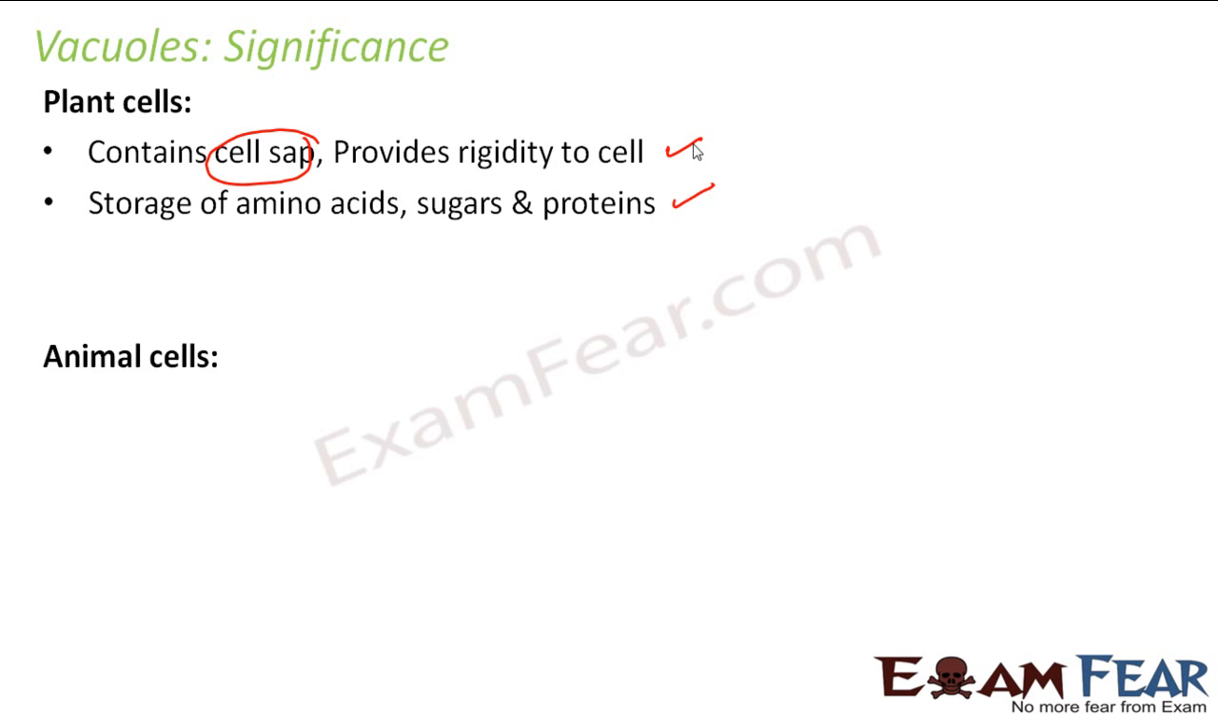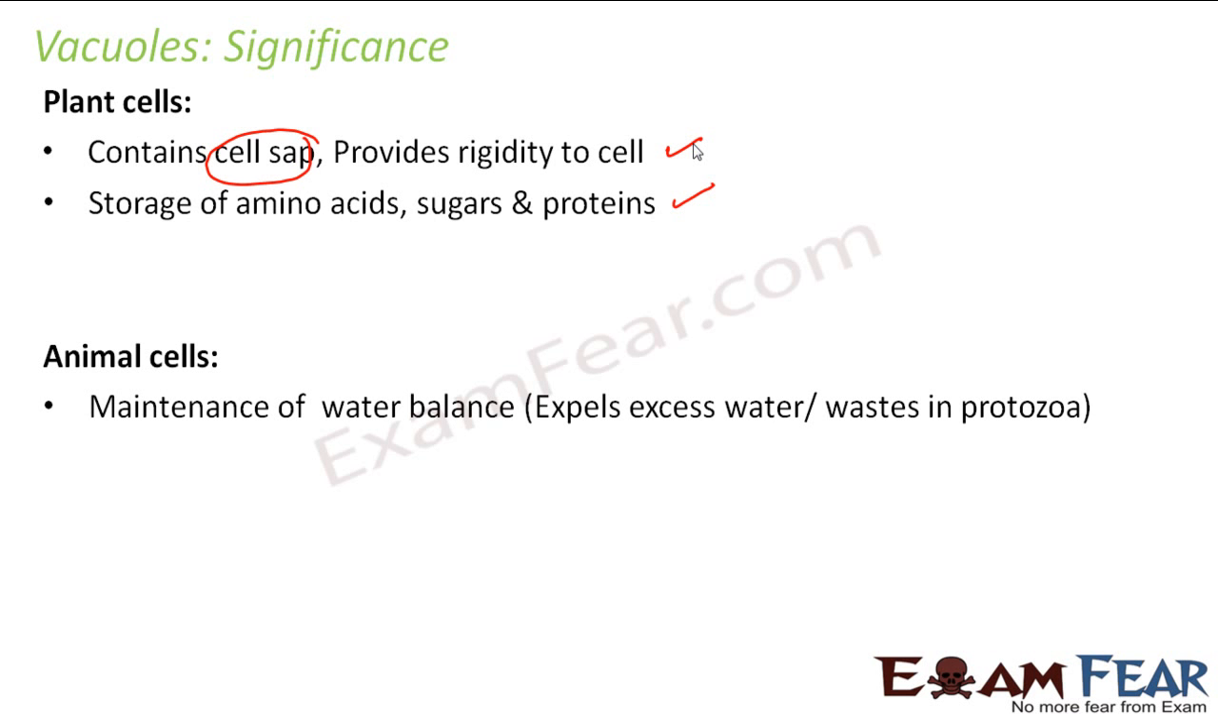Now what is its purpose in animal cells? Maintenance of water balance. For example, it expels excess water or wastes in protozoa. Now the example which I took in the previous slide, right, the ciliate, that is a kind of protozoa. So in those cases, vacuoles maintain water balance. When there is too much water inside the cell, the vacuole expels out some water. Similarly, when there is shortage of water, it can store some water, right? So it helps to maintain the water balance.